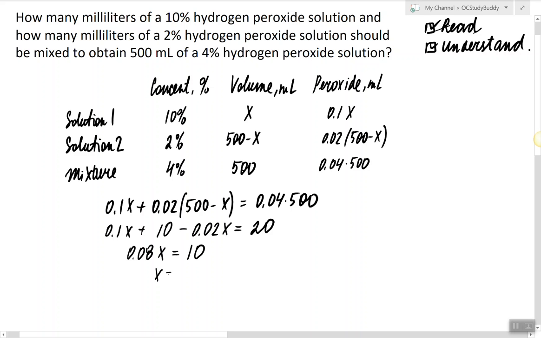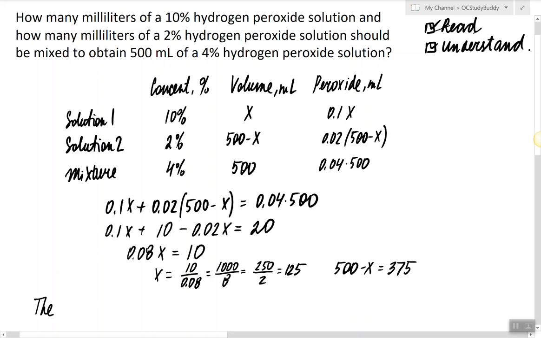And now to isolate x, we have to divide both sides by 0.08, and we can do that by first getting rid of the decimal in the denominator and then simply simplifying the fraction. So we can divide everything by 4 and then by 2. So x is equal to 125, and if x is equal to 125, then 500 minus x is equal to 375.